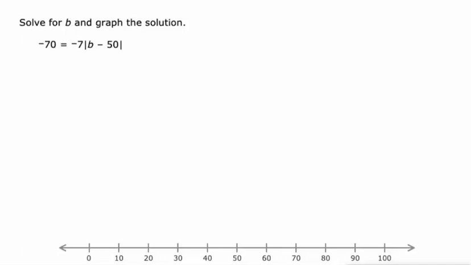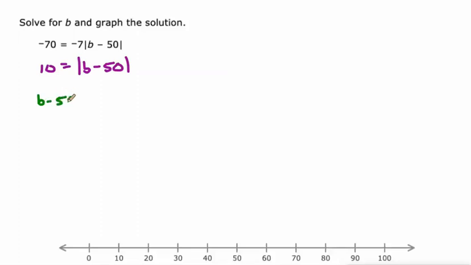All right, so with this one though, again, the first thing I need to do is isolate the absolute value symbol. So I'm going to divide both sides by -7. -70 divided by -7 is 10. And -7 times the absolute value of b minus 50 is the absolute value of b minus 50. So now that we have the absolute value quantity isolated, we can go ahead and write two equations.